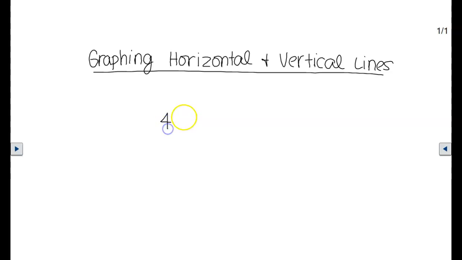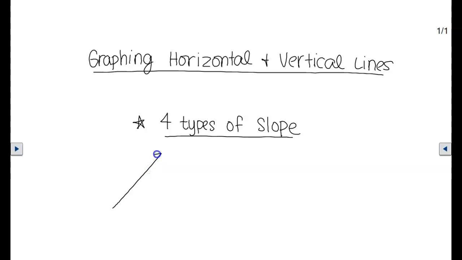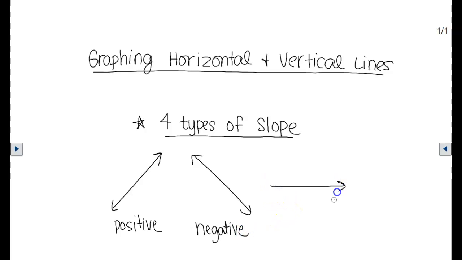So one of the things we already know is that there are 4 types of slope. So this is one of the things that we are already familiar with. We know there are positive slopes that go uphill. We know there are negative slopes that go downhill. We know there are zero slopes that are horizontal. So this is one of the types of lines we're going to be graphing today.